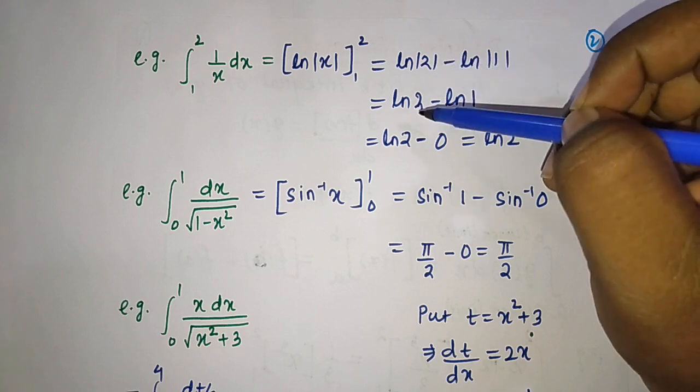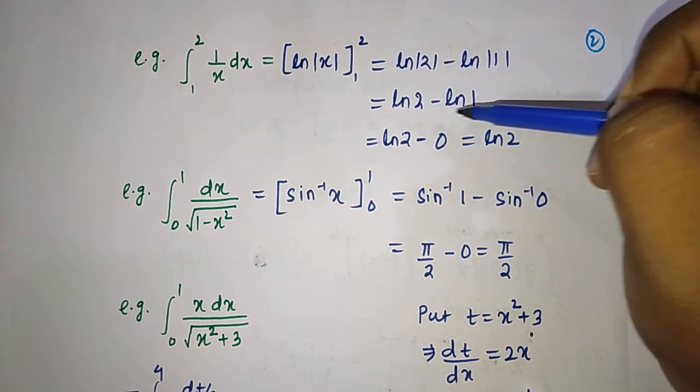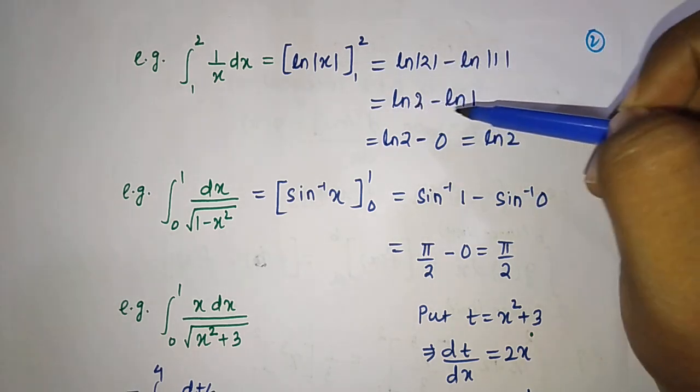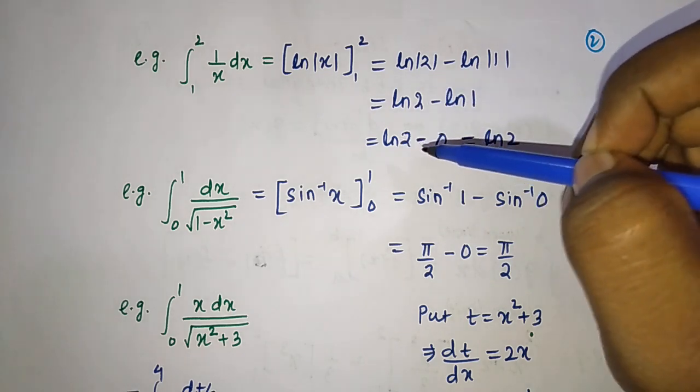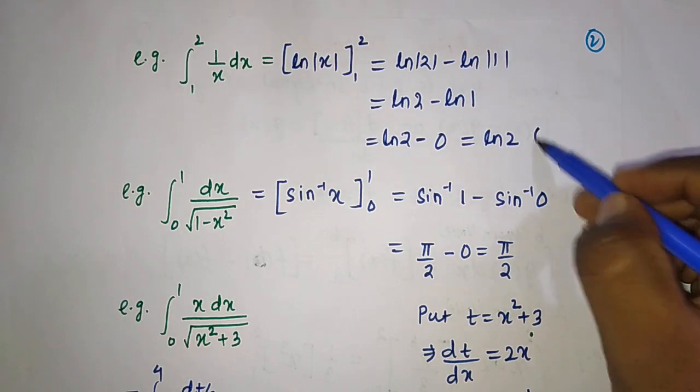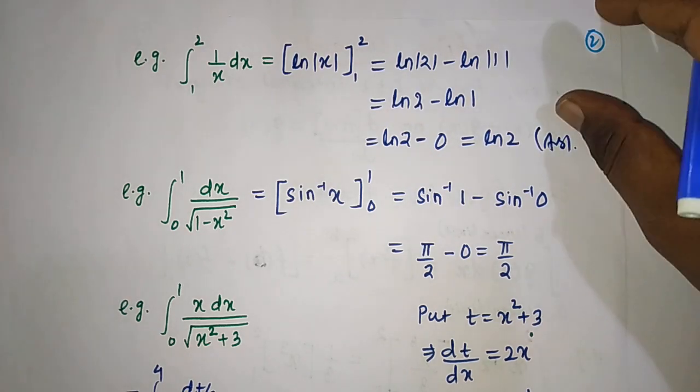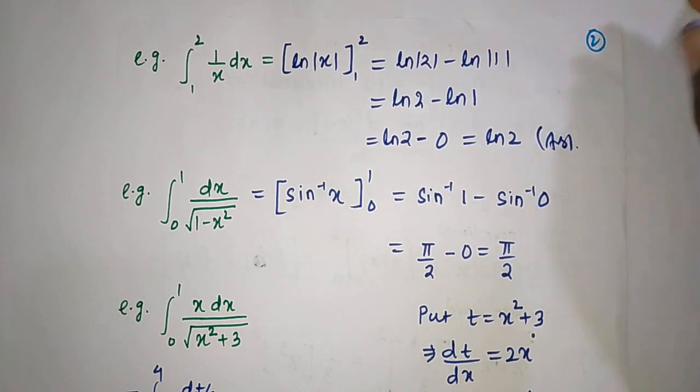Modulus of 2 is 2, so I have written ln 2, and modulus of 1 is 1, so I have written ln 1. And we know value of ln 1 is 0. That's why ln 2 minus 0 is equal to ln 2, which is the answer. Okay, next see another example.